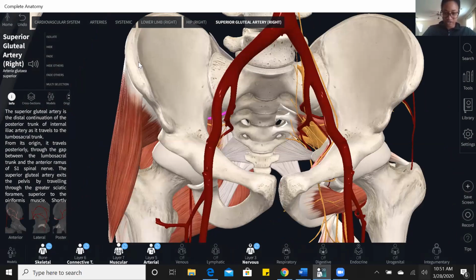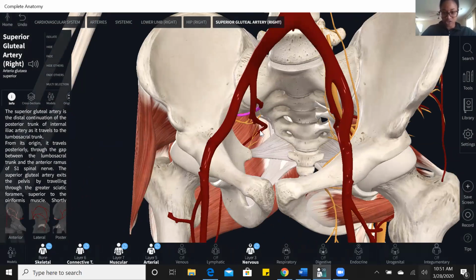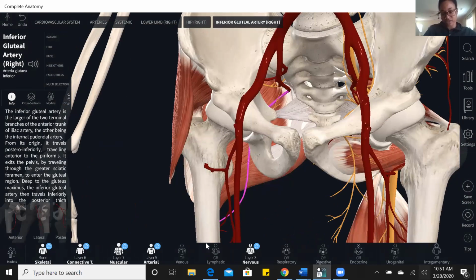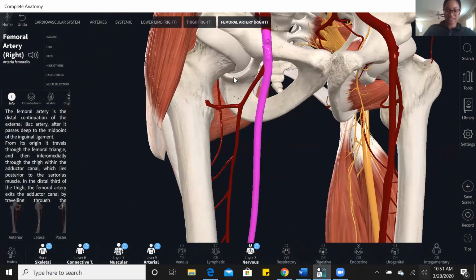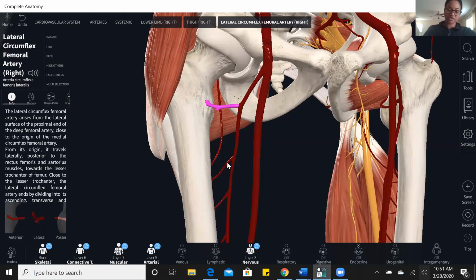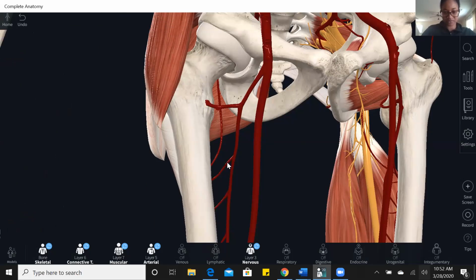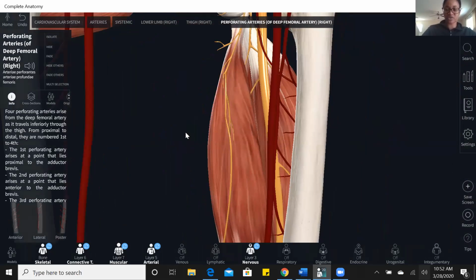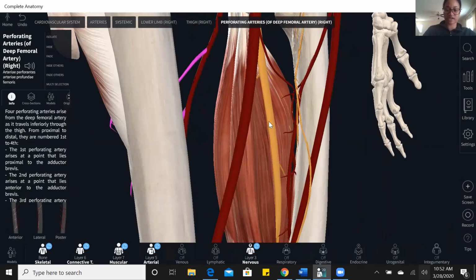And then here you can see your inferior gluteal, which is also going through the greater sciatic foramen and down to supply some muscles of the posterior thigh and gluteal region. And then here is your external iliac, which is coming down into femoral and then branching into the profunda femoris, and then the lateral femoral circumflex, and then the perforating arteries. Oops, it's not clear. Sorry, y'all. There we go. On this side, you can see where it would supply the posterior region of the thigh.